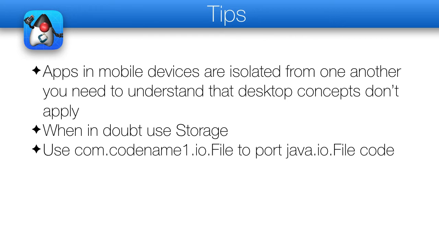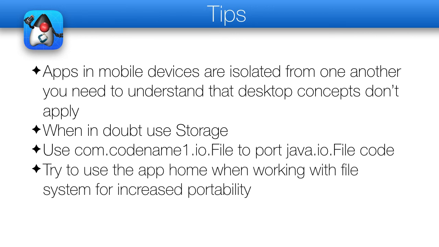When porting code, we have some helper classes in the IO package that you should notice. This is true for file, URL, and other classes. Check the Java doc, as many classes might not be in the same place, but the functionality should still be there. Always use app home when working with FileSystem, unless there is a real special case, in which case consider the fact that you will be writing code that isn't as portable.